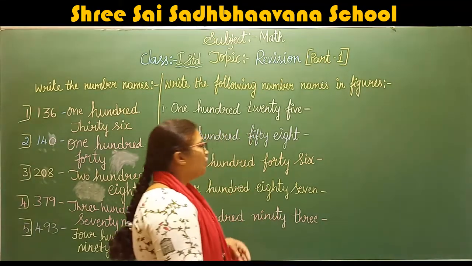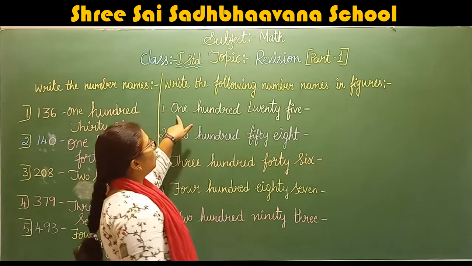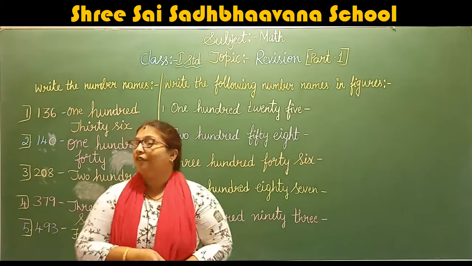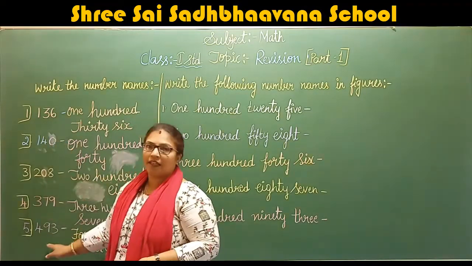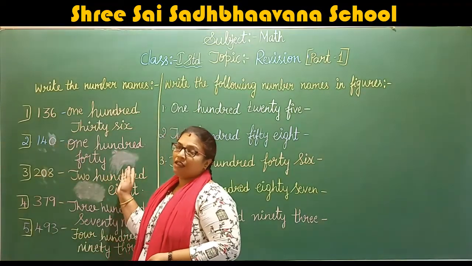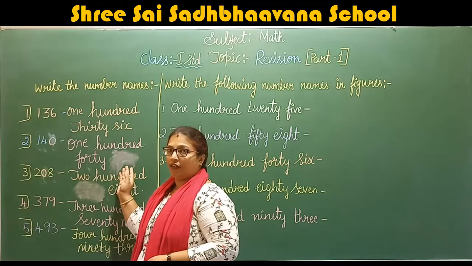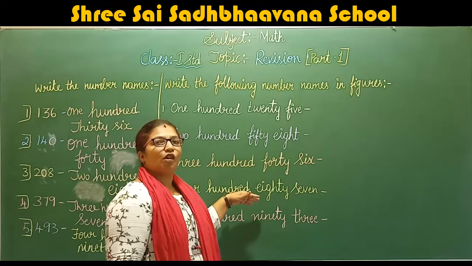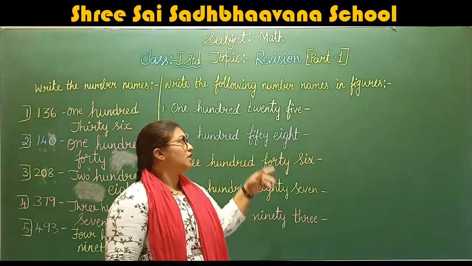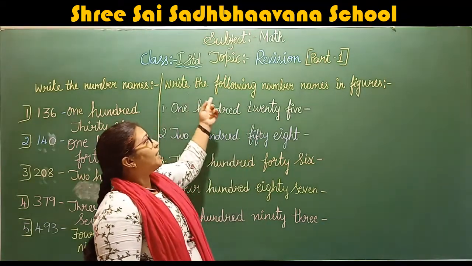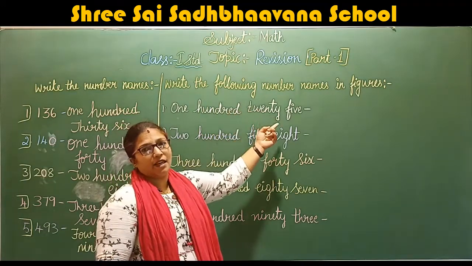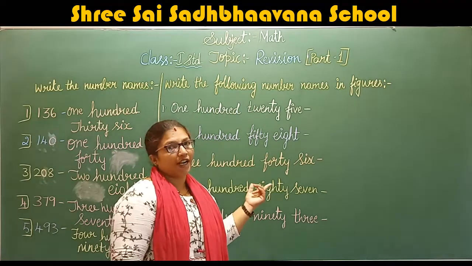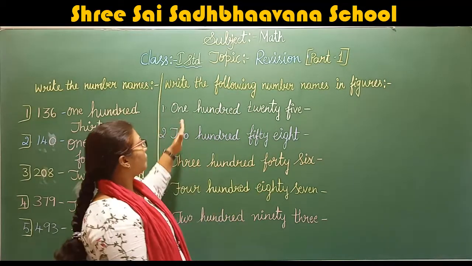Right, children? Next we will see that they have given you the spellings. Here we wrote numbers and a spelling number name for that. Here they have already given you spellings, and for this you should write numbers. So what is the heading? Write the following number names in figures. Figures means you should write in numbers.